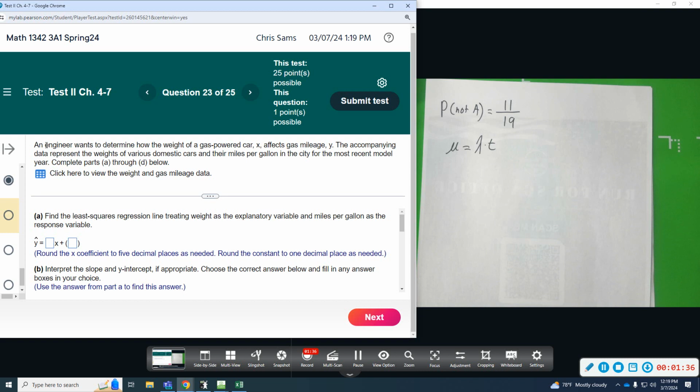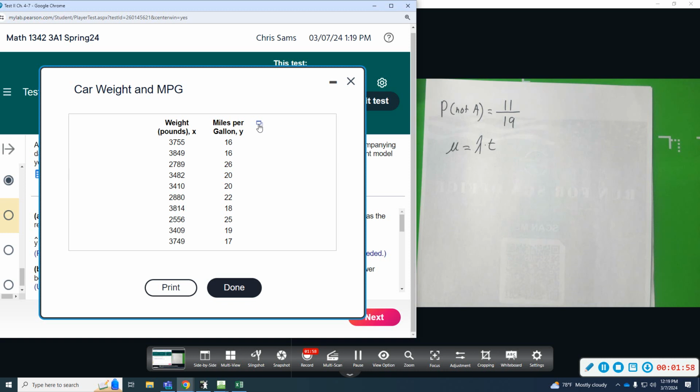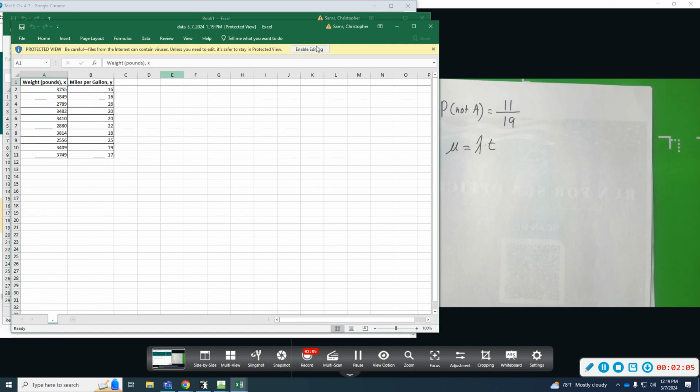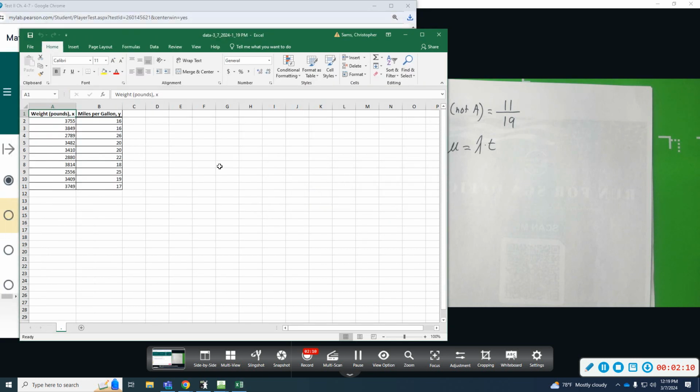23. An engineer wants to determine how the weight of a gas-powered car affects the mileage. The accompanying table represents the weights of various domestic cars. Complete A through D. So we're going to find the least squares regression line, treating weight as explanatory. So that's already in the X category. So I'm going to copy this to Excel.